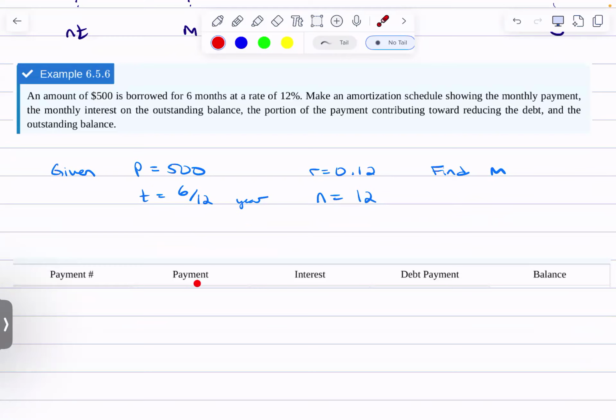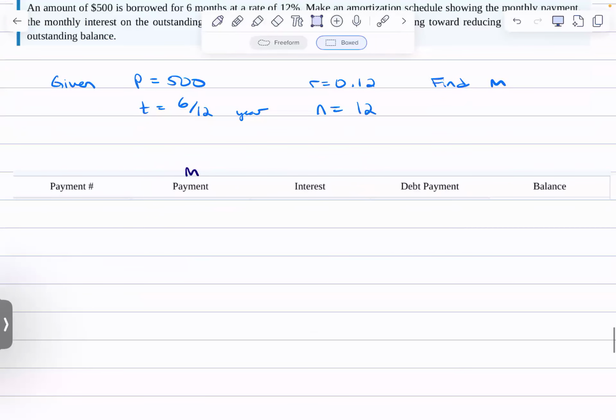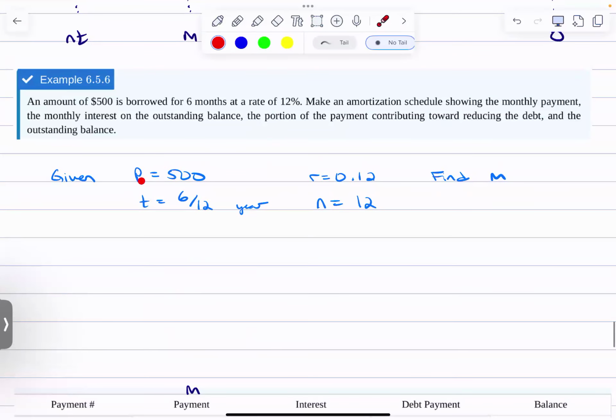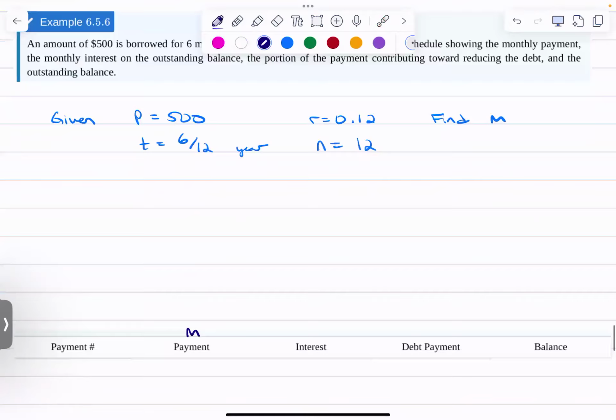I need to find the payment amount, M, right? And so here, I need to solve that. And then I'll be able to solve for the interest and the debt payment and the balance. Okay. So I'm going to bump this down a little bit. How are we going to solve for M? I have a P. I need an M. There's only one formula that will do that for us, right? And that's that big formula that we've almost probably memorized already.